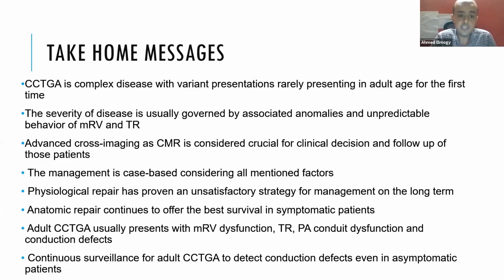in symptomatic patients. Usually the adults present with morphological RV dysfunction, tricuspid regurgitation, pulmonary artery conduit dysfunction, and conduction defects, and therefore continuous surveillance is recommended even in asymptomatic patients. And thank you.